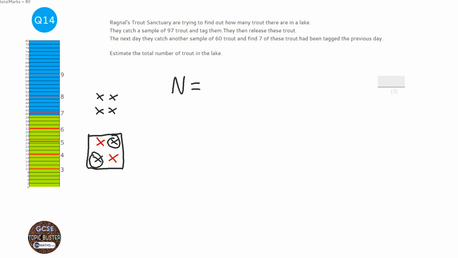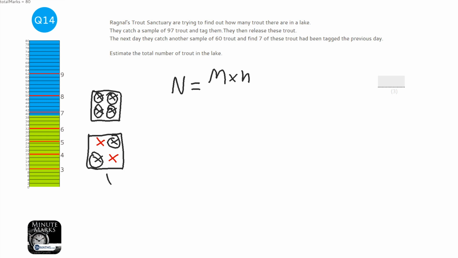N, which is the population size, that's what we're trying to find out, equals M. Now M is the amount of things that you marked and then released. So in our example here, we marked 4, times little n. Now that little n is the size of the recapture sample, which is 4 here, over little m. Now little m is the amount of things in your recapture sample that were marked. So in our little example here, it's 2.